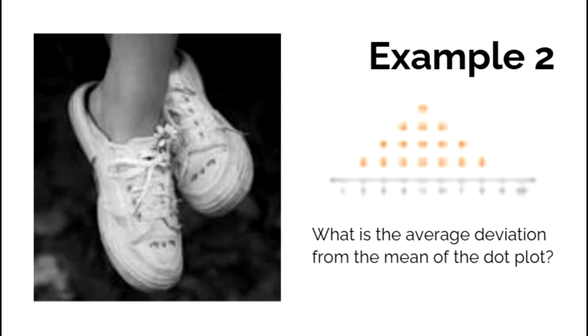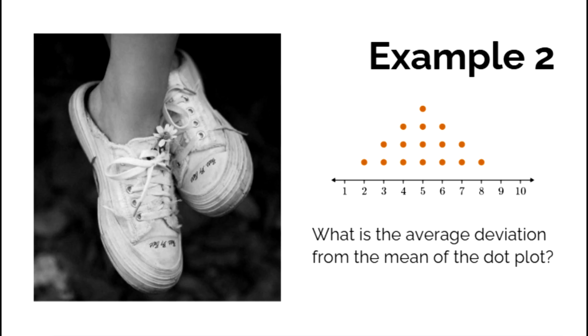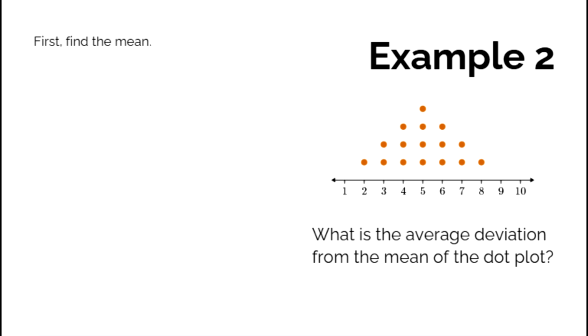Okay. Here's example number 2. What is the average deviation from the mean of this dot plot? So our first step is to find the mean. So we have 1, 2, 3, 4, 5, 6, 7, 8, 9, 10, 11, 12, 13, 14, 15, 16. So again, we need the 8th point, 1, 2, 3, 4, 5, 6, 7, 8, and the one after it. Our mean is going to be 5 once again.